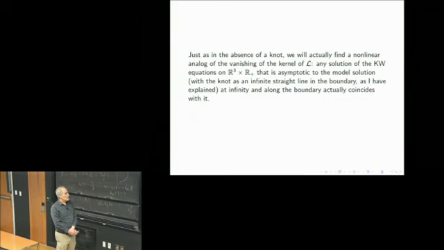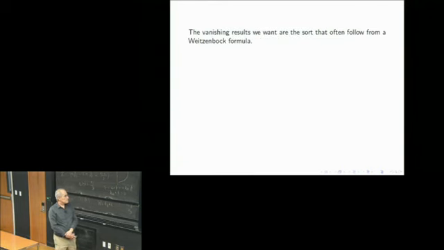Just as in the absence of a knot, there's actually a nonlinear analog of the vanishing of the kernel. The nonlinear analog says that any solution of the KW equations, asymptotic to the model solution, in the presence of one infinite straight line, actually coincides with the model solution. That's one version. I think there are a few other versions with several parallel straight lines. The vanishing results we want are the sort that often follow from a Weitzenbock formula. But what will the Weitzenbock formula have to be?